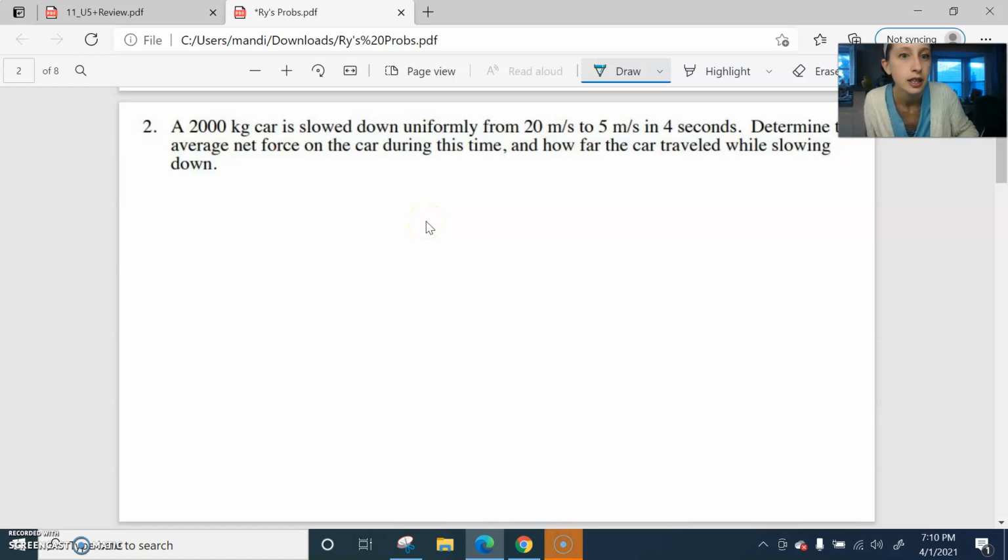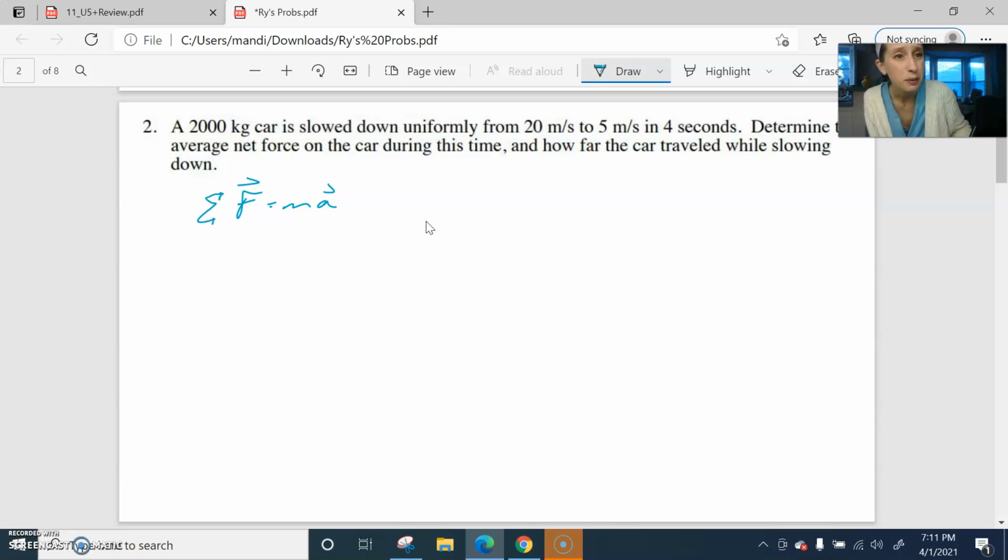Number 2. We are slowing down and want to know the net force. Since we're slowing down, I think it's going to be negative. Okay, so the sum of the forces, that's like a little subscript, F equals ma, as long as F and A are in the same direction. We want to know the net force. So if we can find the mass and the acceleration, we can find the force.